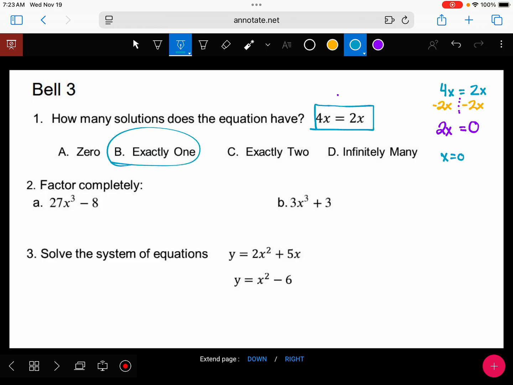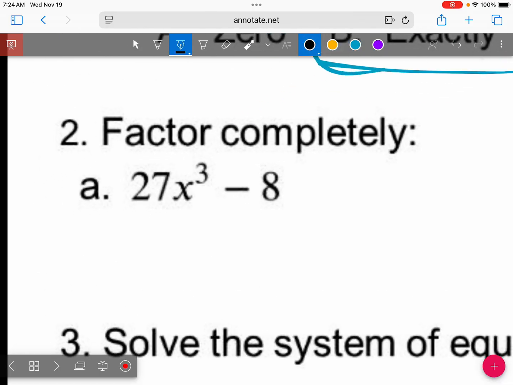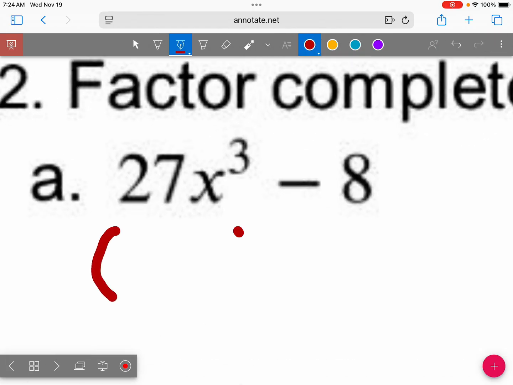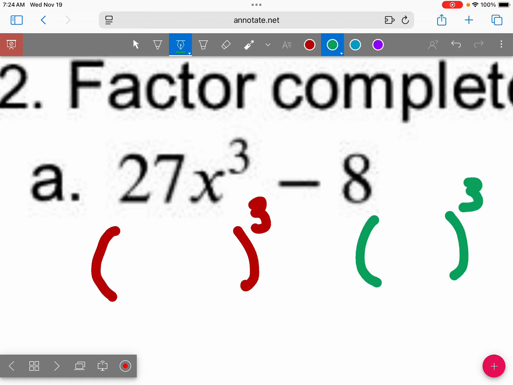Okay, number 2 is using the patterns we were looking at yesterday with our difference and sum of cubes. So this is the special patterns, and if you need a copy of them, they're on page 5 in the notes. So for A here, how am I going to rewrite this into our cubes that we can use for our special pattern? I want to be able to write this as 2 things being cubed.